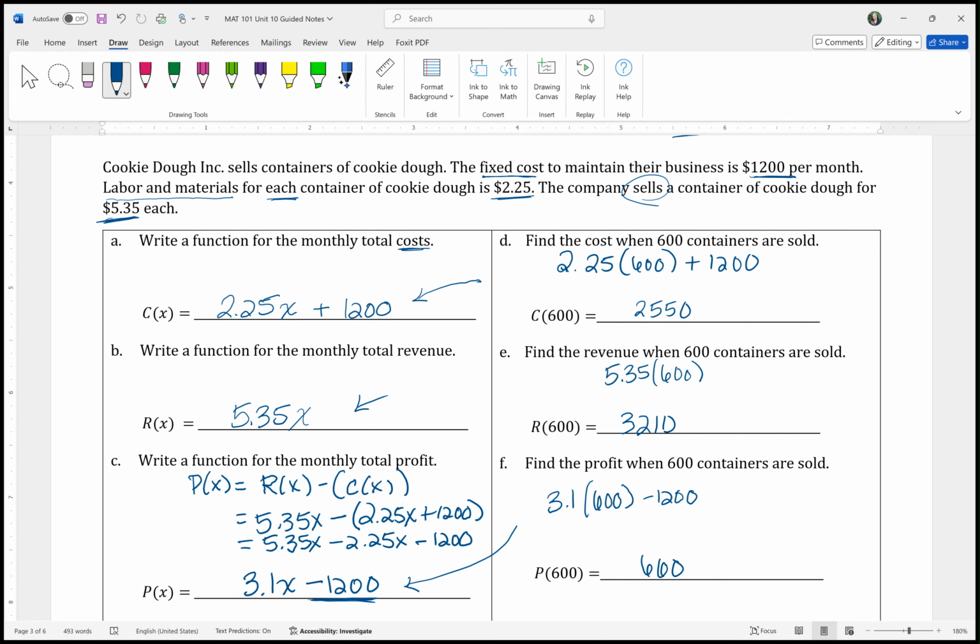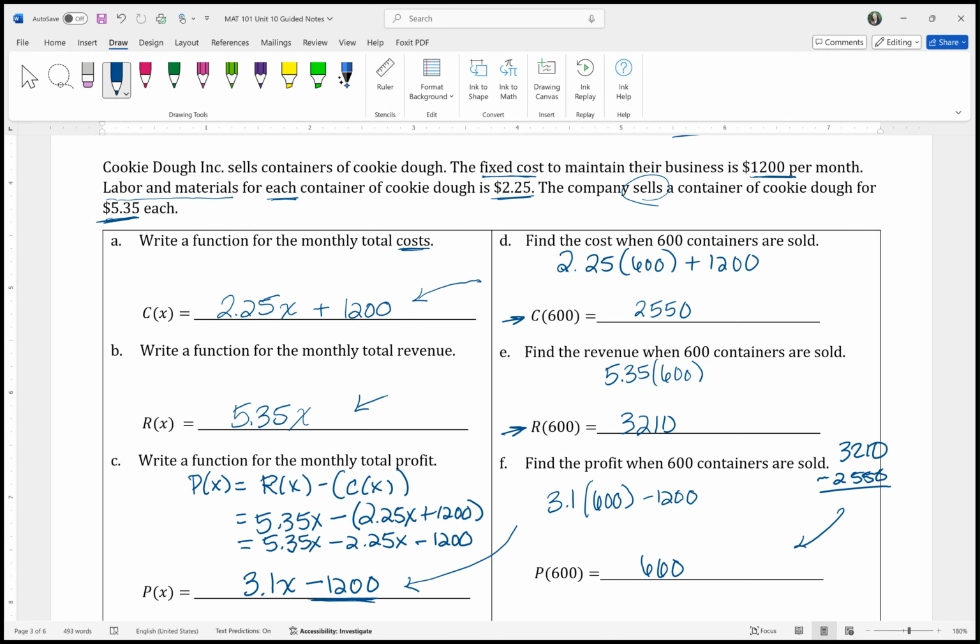Now, quick note on this. You might be able to notice this, especially if you understand that the profit is revenue minus cost. If you find the revenue here of 600 and the cost of 600, you can find the profit of 600 by just subtracting the two. 3210 minus 2550 gives us that 660.